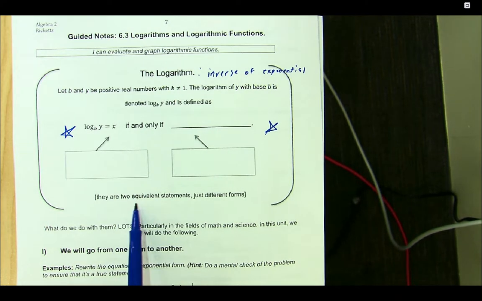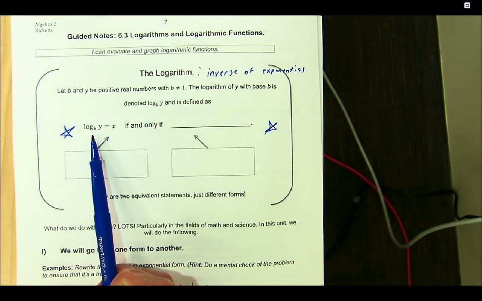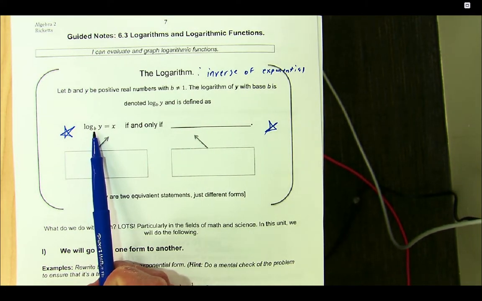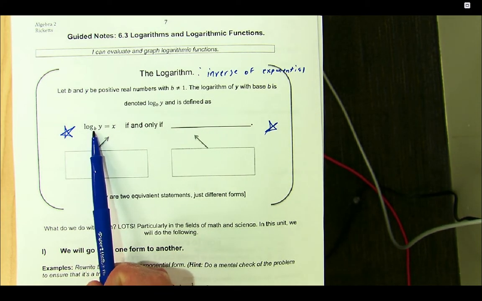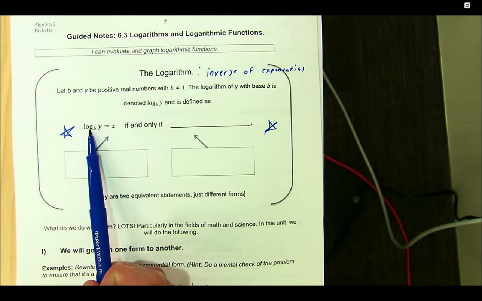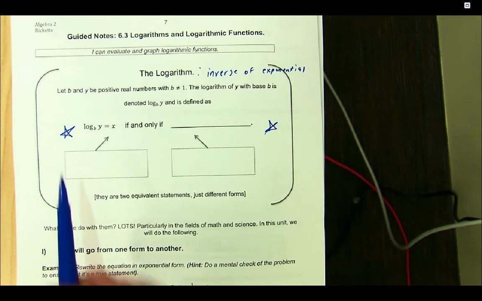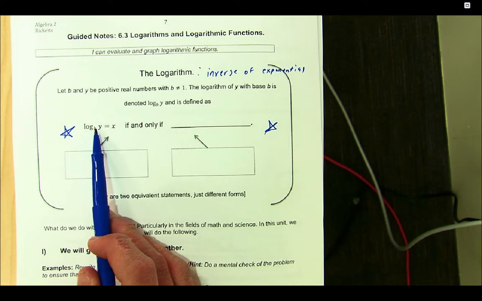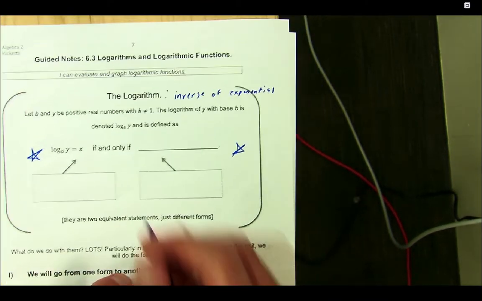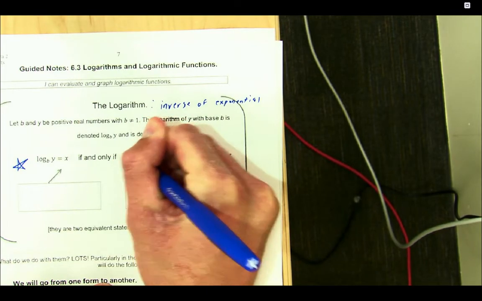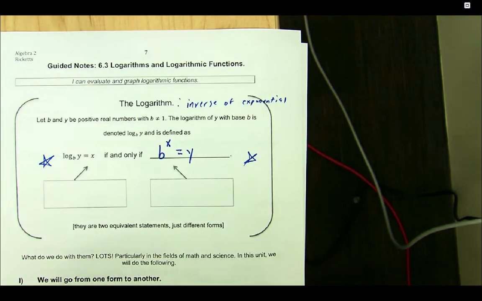So I'm going to write two equivalent statements. One has this log in it. Every log will have a base, so that's why this little lowercase b is not an exponent up here, it's a subscript down here, b. So log base b of y equals x. That's how you read that. Log base b of y is equal to x. That is an equivalent statement to taking the base to the power of x, and that will equal y.